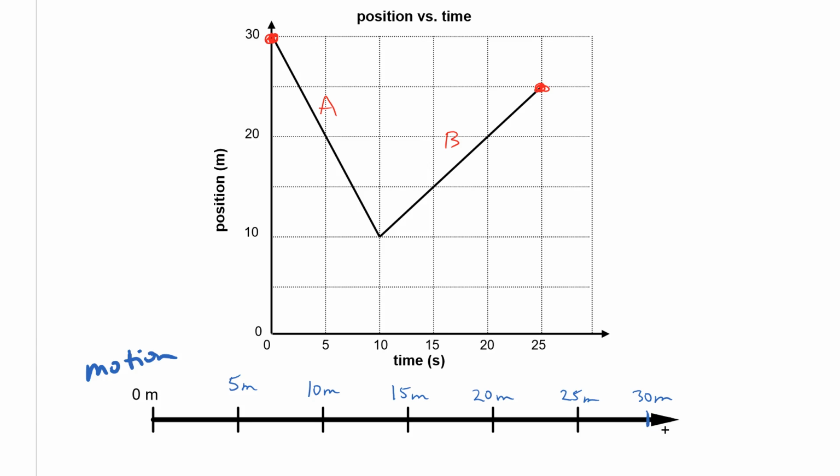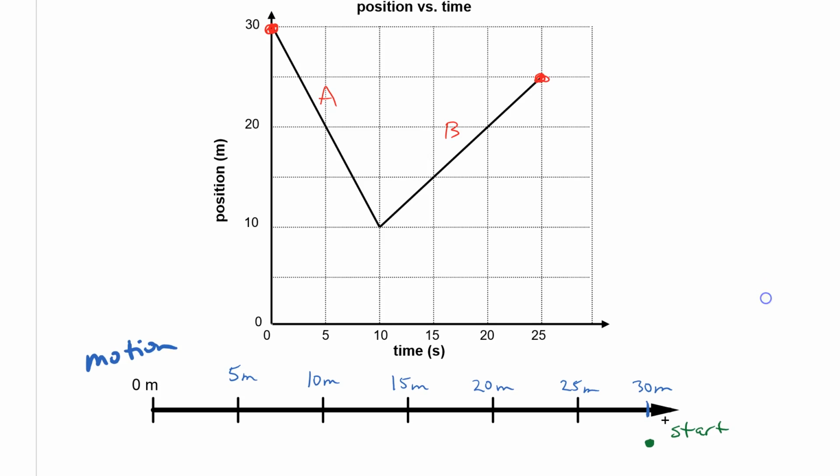The next thing I need to do is think about where I start. I'm going to be starting at the 30 meters part, so I'm going to put a dot there. I'll write the word start. If I put a dot every second, I would end up putting 25 dots, and I think that's a bit too many. So in this question, I'm going to put a dot every 5 seconds instead, and then it's similar to the graph because each tick here is 5 seconds. That's a choice that we're going to make.